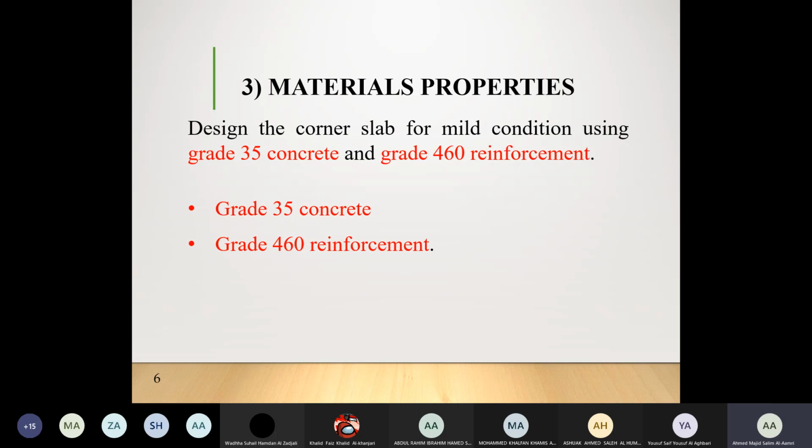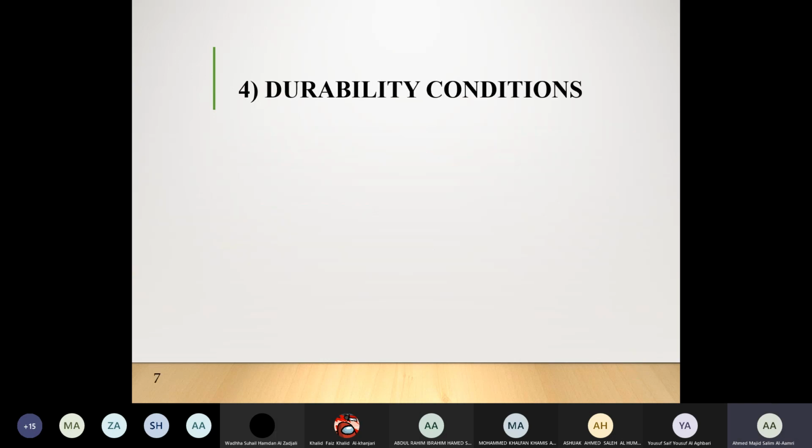It means that I don't need to go and refer to the codes. These have been given already for them. Okay, so we have checked the material properties as well. After checking the material properties, we are going to go for the durability. And once again, if you remember, we said there is cover and there is minimum dimension.